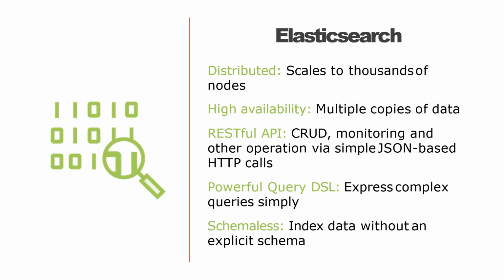Okay, it has some of the functionality distributed. That means you can set up Elasticsearch clusters across a large number of hosts, highly available. Multiple copies of data can be stored as part of the cluster. You can access Elasticsearch using RESTful APIs, CRUD and stuff like that. If you want to query Elasticsearch, powerful query DSLs are available, and it's a schemaless index without an explicit schema.